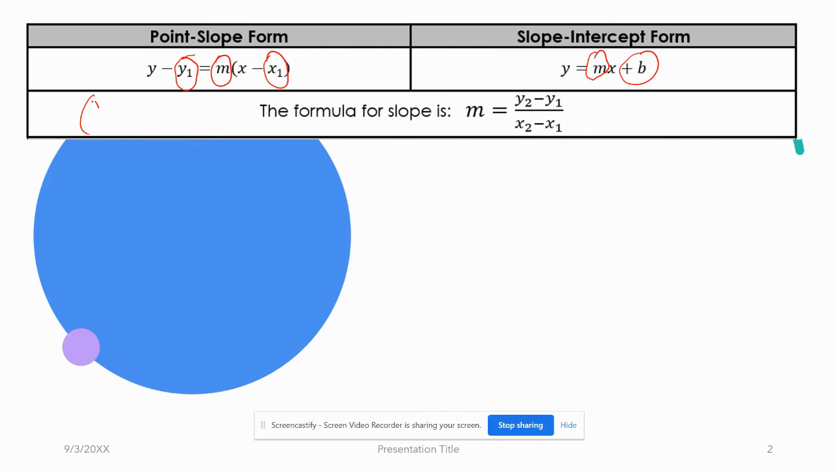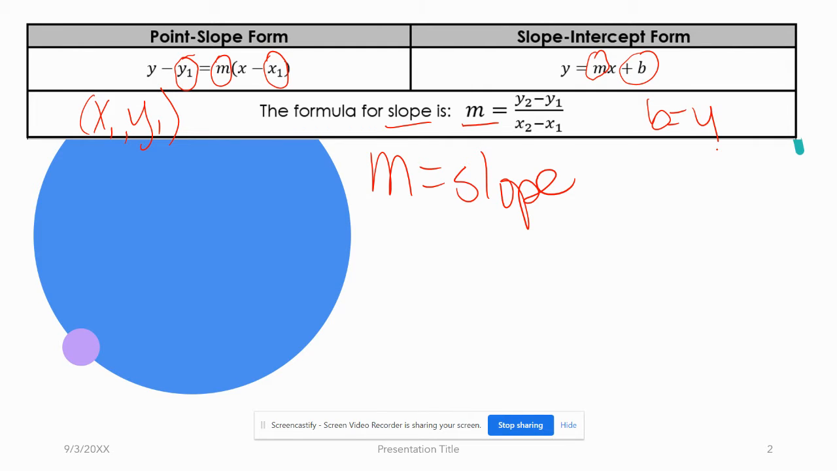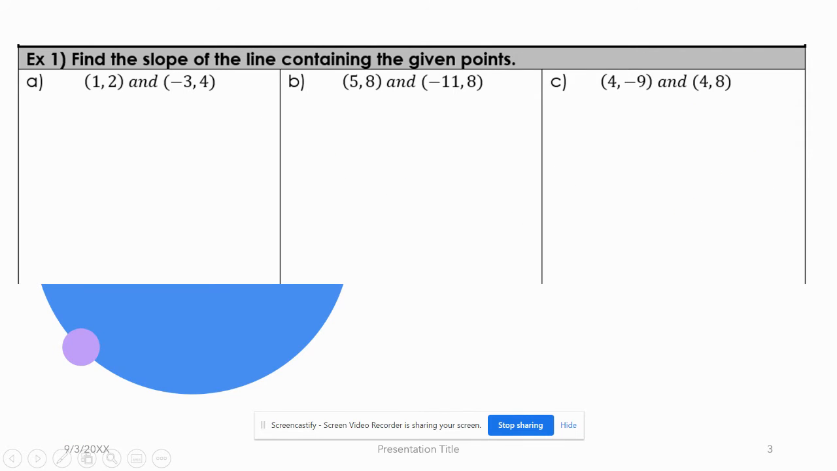Remember, x1, y1 is an ordered pair that they give you. M is slope, and slope formula is given to you here. And then B is the y-intercept. Our y-intercept is in the format of 0, whatever B is. Please make sure that you note the minus signs.